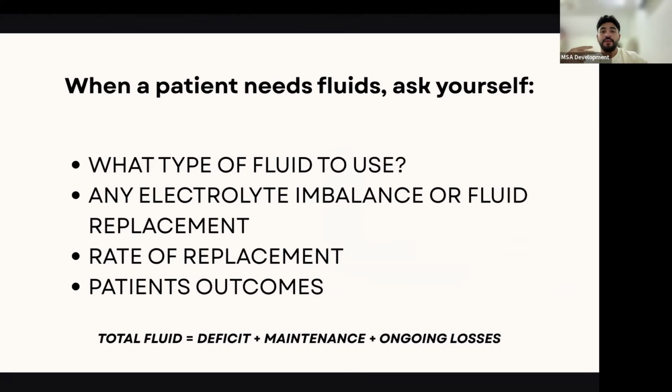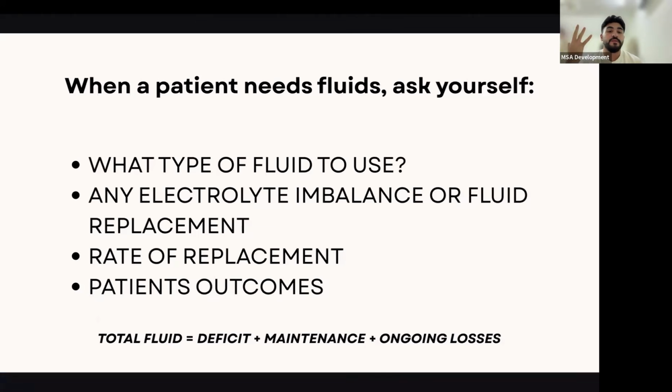Is it because I want to fix an electrolyte imbalance, or is it because I just want to give fluids because the patient has been losing a lot of fluids, like for example, in hemorrhage, right? And the rate of replacement, and I also need to look at the patient's outcomes. Is he improving or not?